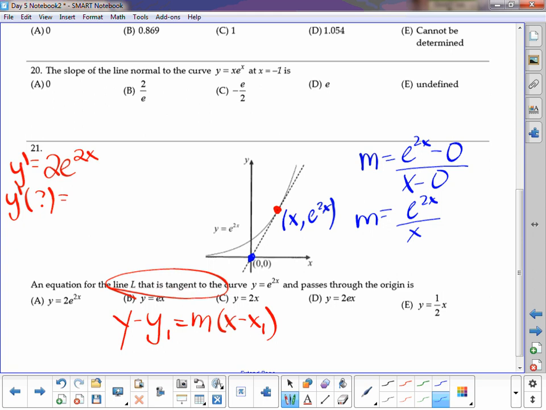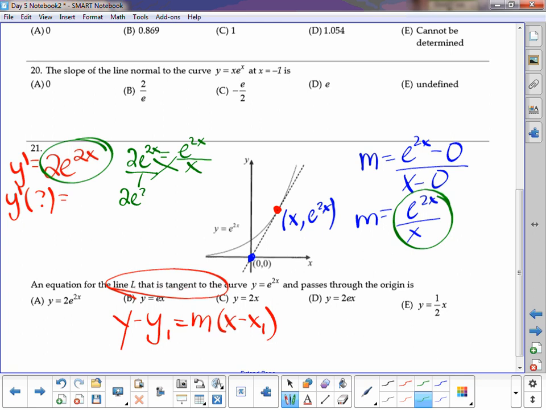Alright, so what we really have are 2 equations that represent the slope. I know this represents my slope, and this represents my slope. If they represent the same value, then we can take those and set them equal. They should equal the same slope. So when I do that, 2e to the 2x equals e to the 2x over x. Cross multiply, and I get 2e to the 2x times x equals e to the 2x. Questions so far with what I've done there?